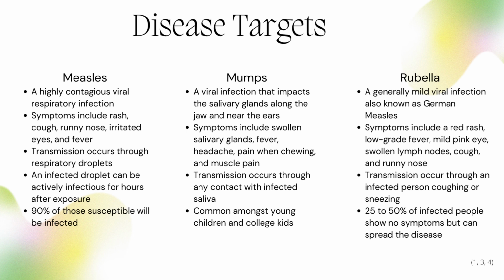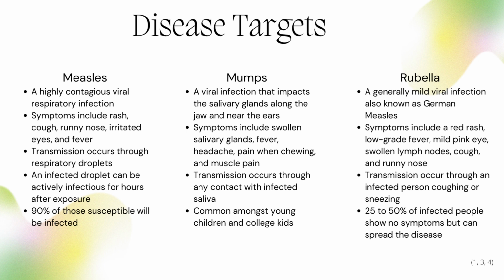Next, we have the mumps. This is a viral infection that impacts the salivary glands along the jaw and near the ears. Symptoms of infection include swollen salivary glands, fever, headache, pain when chewing, and muscle pain. Transmission can occur through any contact with infected saliva, and these infections are most common amongst college-age kids and young children. Lastly, we have rubella.